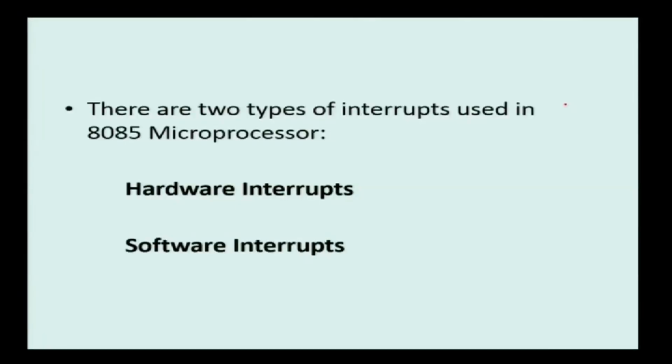The interrupts, based on availability, are classified as hardware interrupts and software interrupts. Hardware interrupt means hardware pins are available, so with the help of an external or peripheral device, it requests and is processed. Software interrupt means by writing some instructions we activate the interrupts.